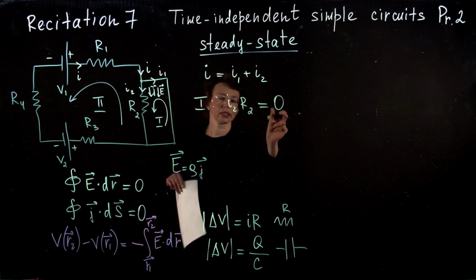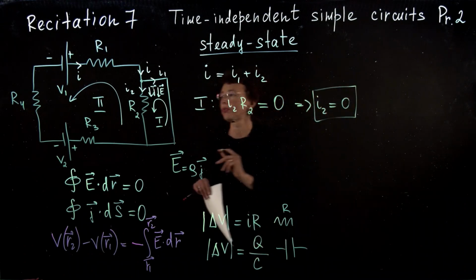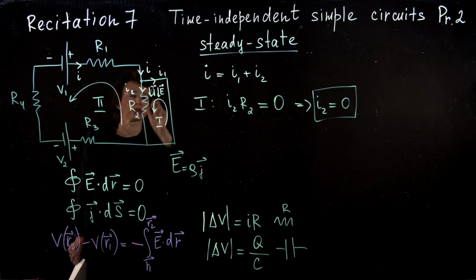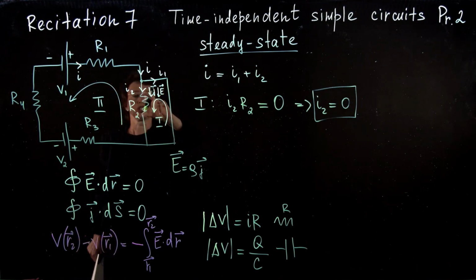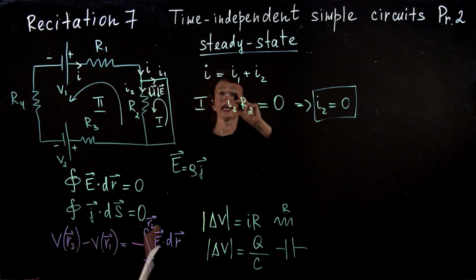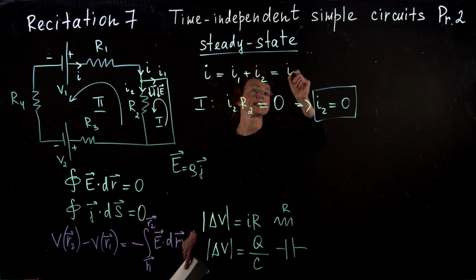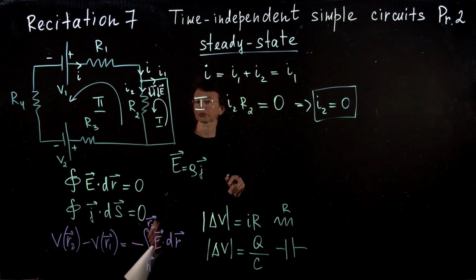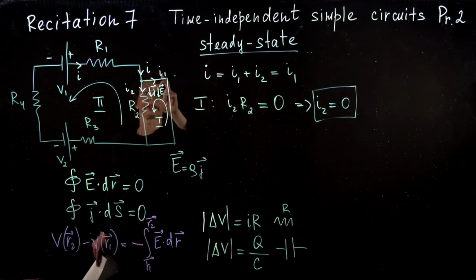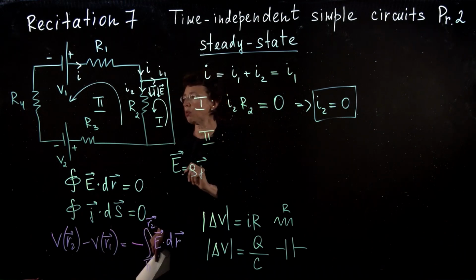E dot dr is 0, which tells us immediately that current I2 is 0. We shorted out this resistor. We put a wire across it, in this case an ideal wire. Current through this resistor R2 is 0. Which means if I2 is 0, then current I is equal to current I1. So from now on, I will just use current I because I and I1 have the same magnitude. Loop 2. Now we work with loop 2.